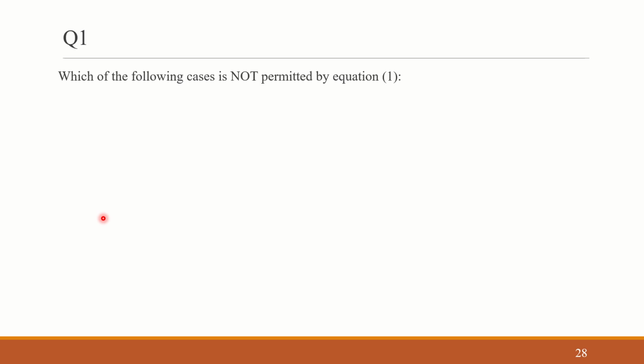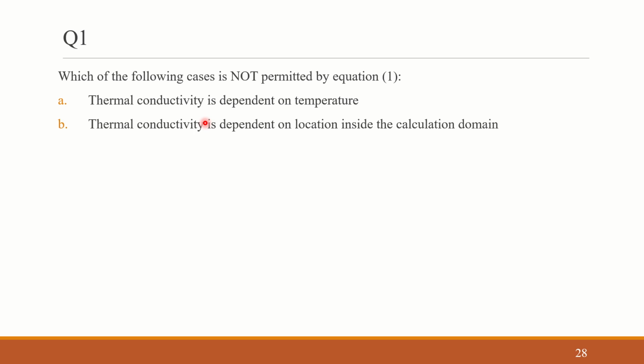Which of the following cases is not permitted by equation 1? First one, thermal conductivity is dependent on temperature. Second, thermal conductivity is dependent on location inside the calculation domain. Option C, both. Option D, neither. In the question itself, it is mentioned in caps: which of the following cases is not permitted by equation 1?